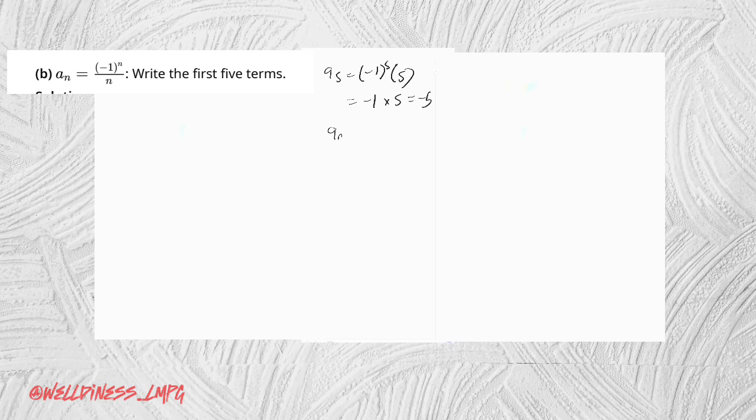Now for the next question, we have a_n is equal to minus 1 raised to power n divided by n, the first 5 terms. So as usual, all we have to do is slot in 1, 2, 3, 4, 5 anywhere we see n. So for our a1, we're going to have minus 1 raised to power 1 divided by 1, and this should give us minus 1, because minus 1 raised to power 1 is minus 1, and minus 1 divided by 1 will give you minus 1.